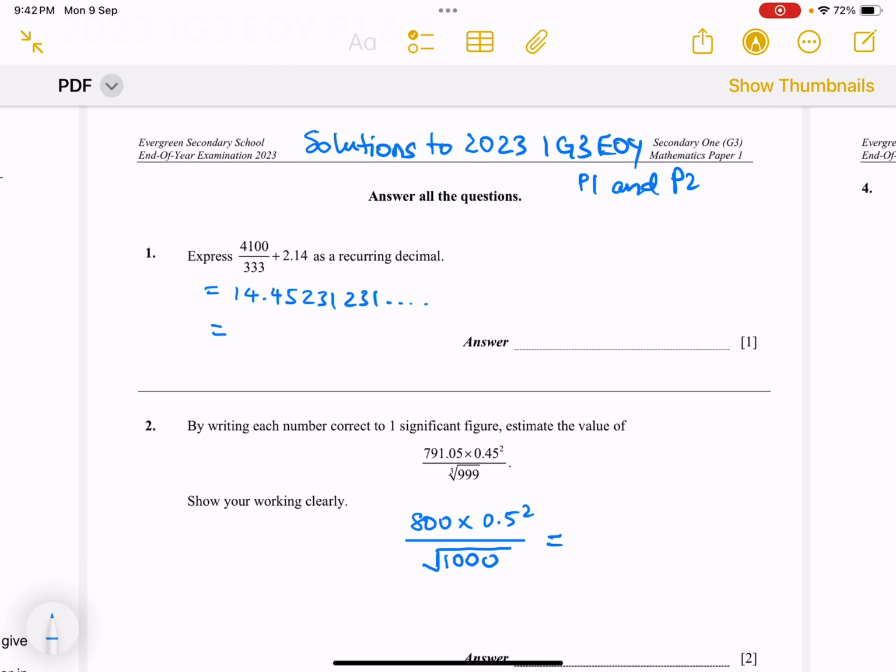Solutions to 2023 1G3 End of Year Paper 1 and Paper 2.